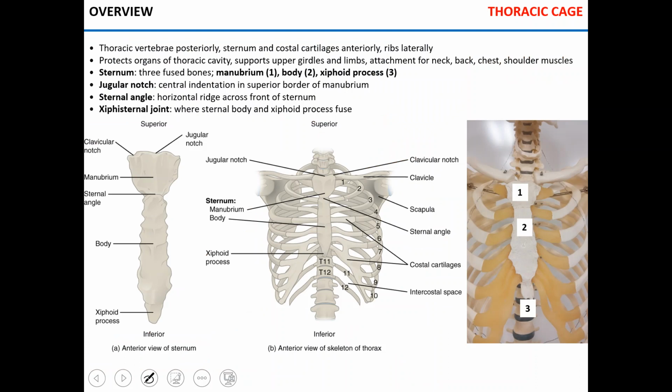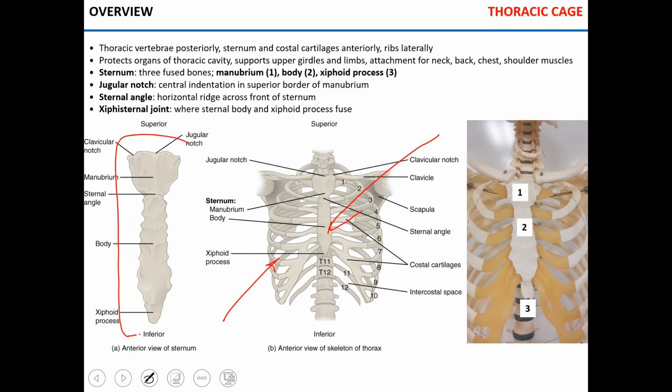Thoracic cage consists of the ribs, sternum, and costal cartilage, and of course, vertebrae in the back. So the function of the thoracic cage is to protect the organs of the thoracic cavity, such as lungs and the heart. It supports the pectoral girdle, supports limbs, and multiple muscles attach to the bones of the thoracic cage.